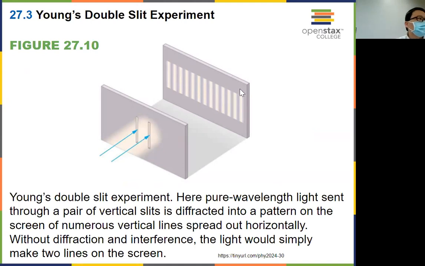When it hits the screen behind the two slits, the light waves coming out from the two slits will have a path difference, so they will interfere with each other. When the two light waves have a path difference of integer numbers of lambda, you get a bright fringe. And if they differ by half of lambda, you get dark fringes. So you'll see bright fringes and dark fringes in the pattern on the screen.